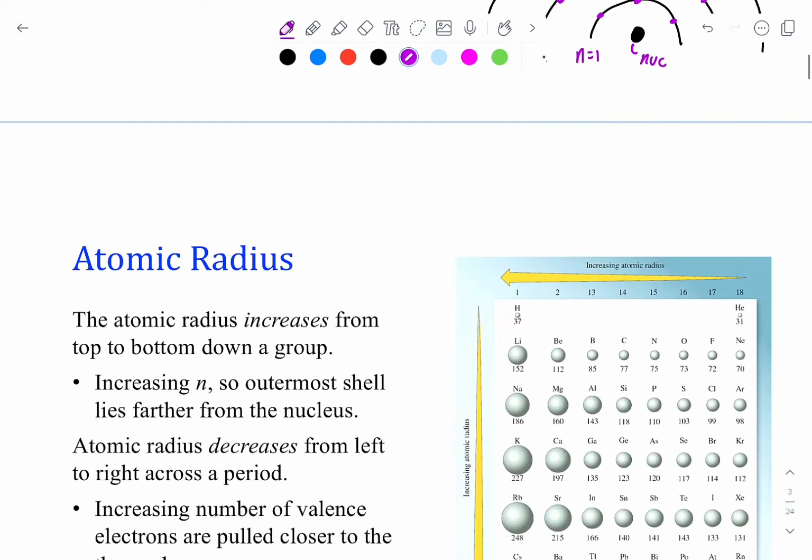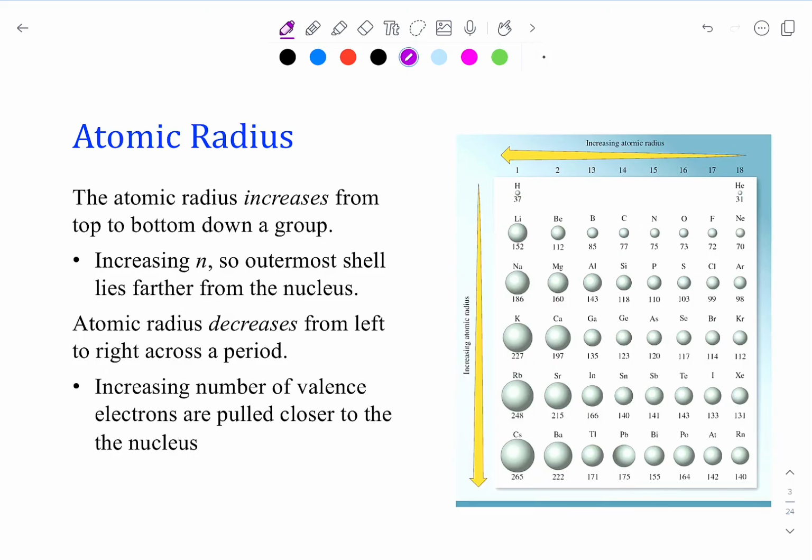Okay, so the first thing we want to talk about is the radius of each atom. The atomic radius increases from top to bottom down a group. So let's look at one of our groups here in our image. Here's group 1, so I'm going to start with group 1. And we see that the radius of these atoms increases as we go down the group.